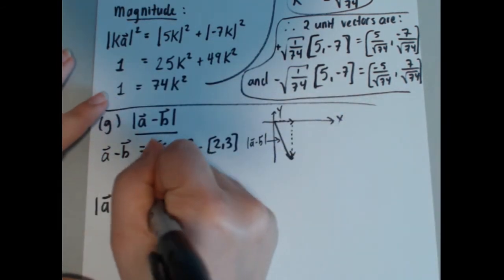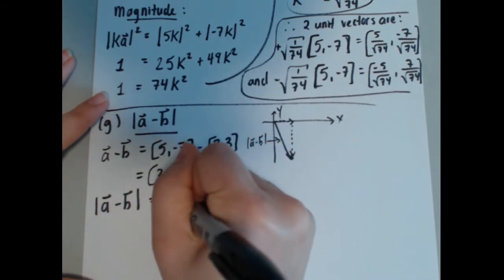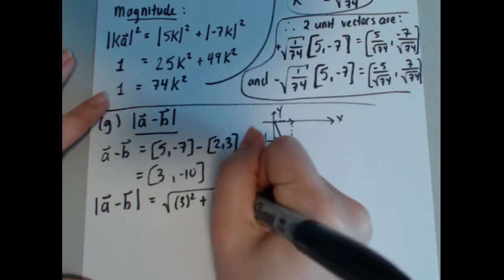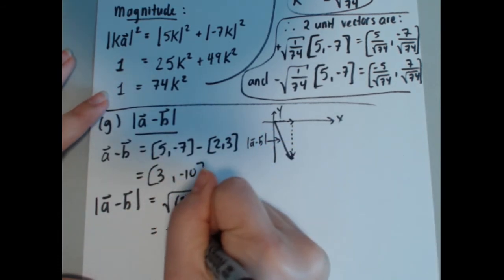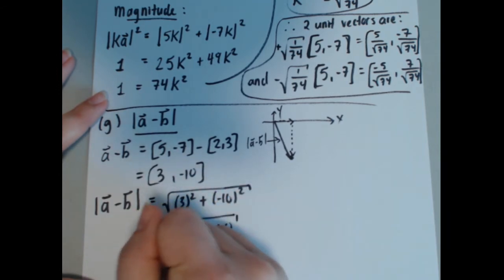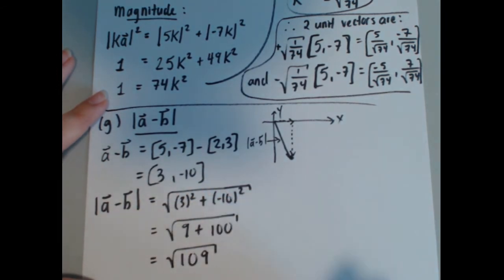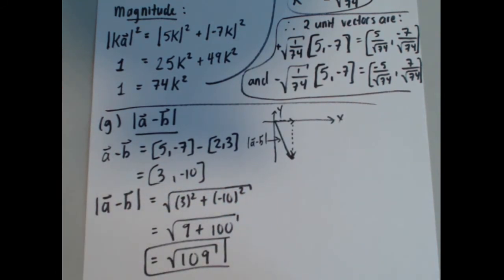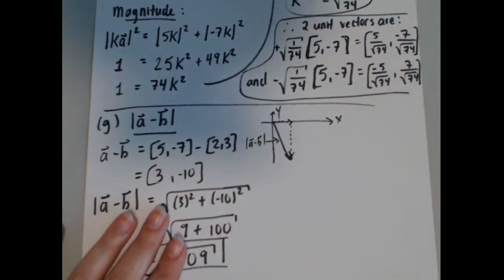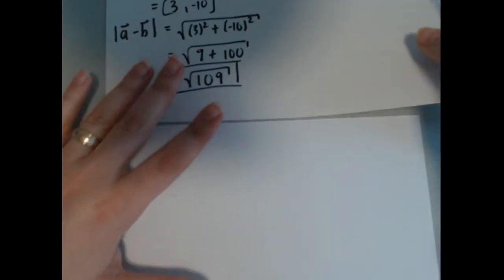So A minus B magnitude is going to be equal to the square root of 3 squared plus negative 10 squared. So the square root of 9 plus 100, or the square root of 109. It's a magnitude, so you have no direction, just a value. Okay, so let's keep going. Now we're going to look at a Cartesian vector between 2 points.